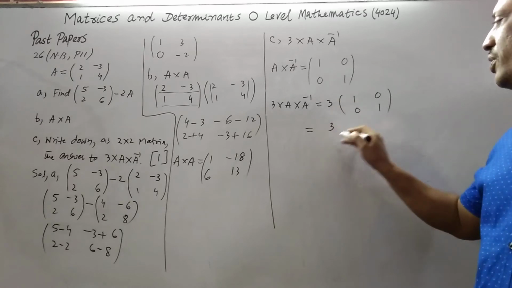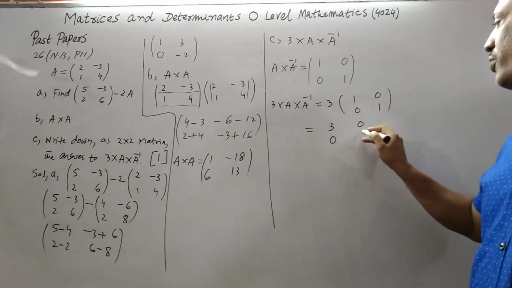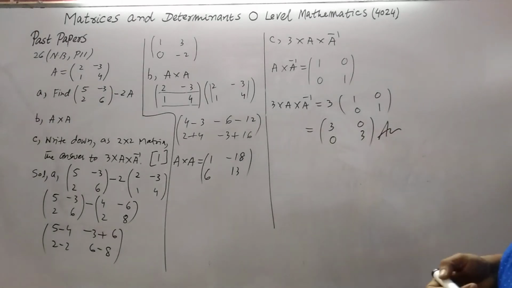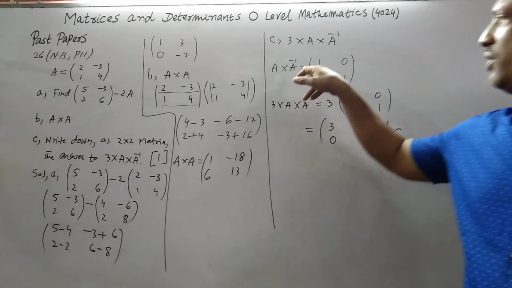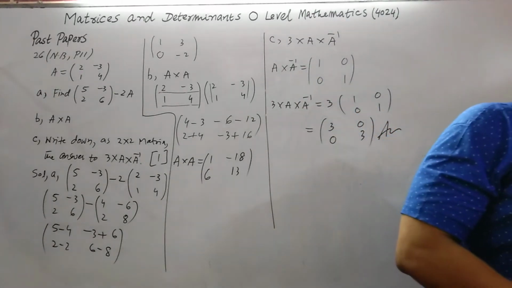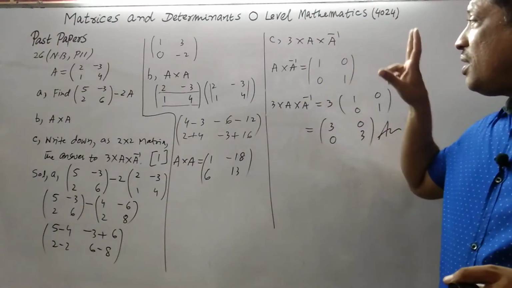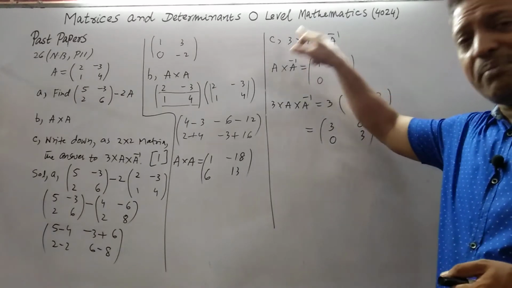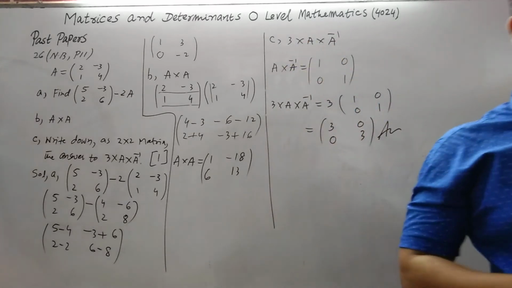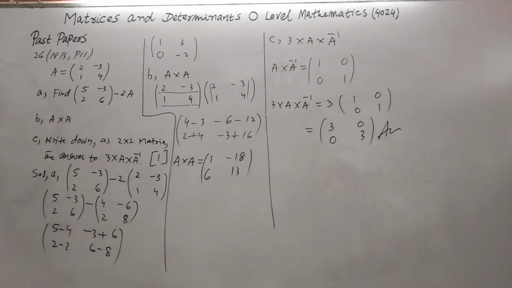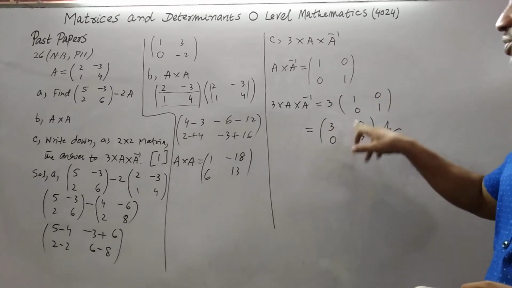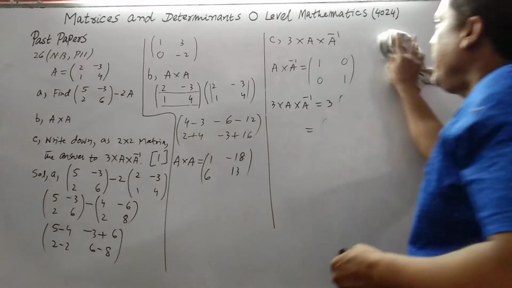3 times 1 is 3, 3 times 0 is 0, 3 times 0 is 0, 3 times 1 is 3. So [3, 0; 0, 3] is the answer, and this is a 1 mark question, and only 1, 2, 3 steps are required to get the answer. But if you apply the method of finding A inverse, then multiplying by A, then multiplying by 3, you will get the same answer, [3, 0; 0, 3], but it will take too much time. I hope you understand. So the answer to part C is [3, 0; 0, 3]. Next question.